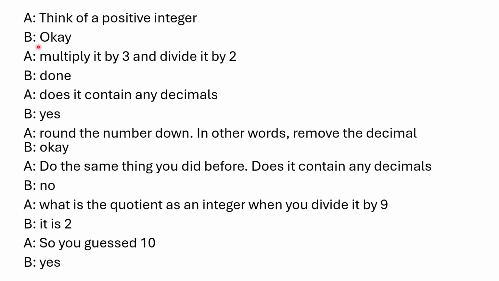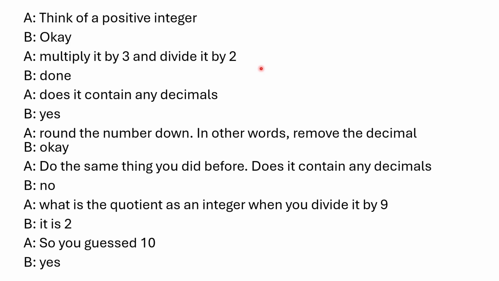And B says okay. So this is a conversation between two students, A and B. B replies with okay. A says multiply it by 3 and divide it by 2. B says done. A says does it contain any decimals? B says yes. So when you multiply it by 3 and divide it by 2, it contains decimals. Okay. Now A says round the number down. In other words, remove the decimals.